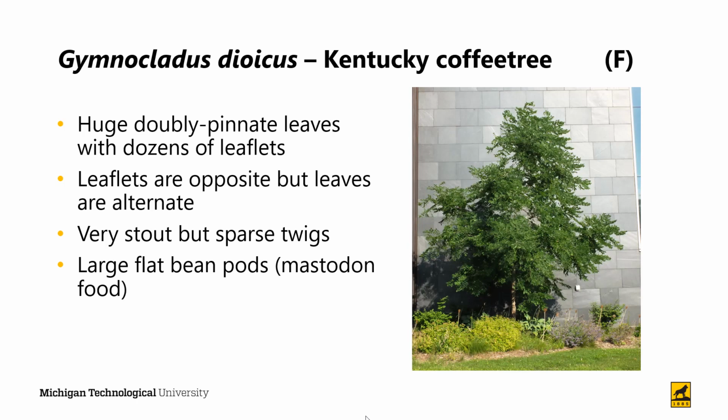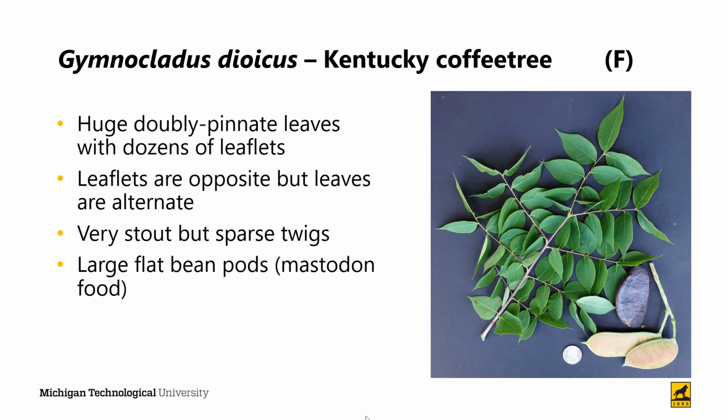Near the southwest corner of the library is a tree we wouldn't expect to find in Houghton. It's a Kentucky coffee tree. It has doubly pinnate leaves with dozens of sub-leaflets that comprise a single leaf like we see here. Don't let the opposite sub-leaflets fool you. The leaves are alternately attached on very stout but sparse branches.